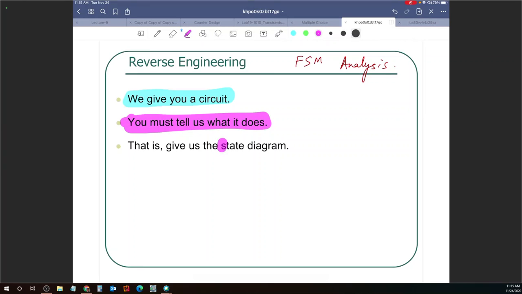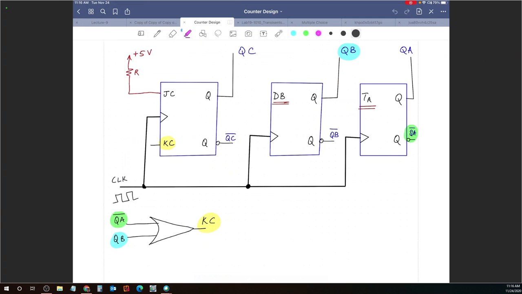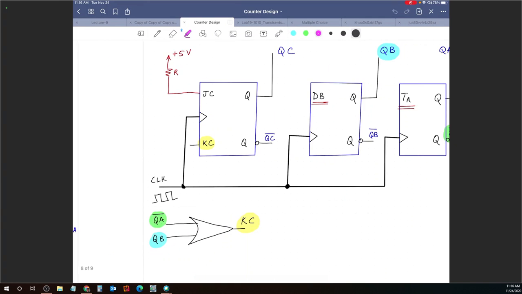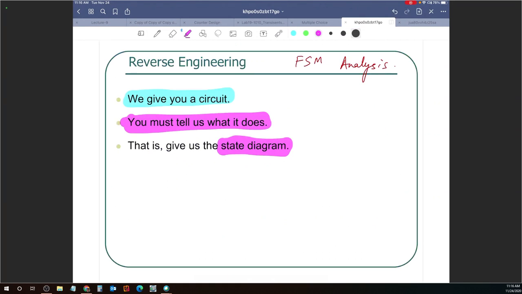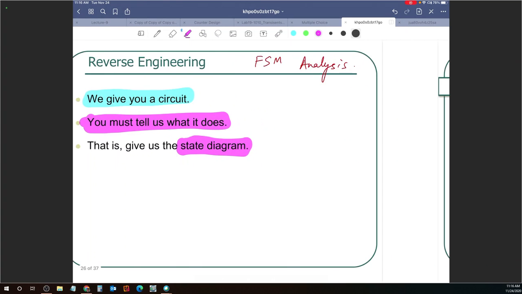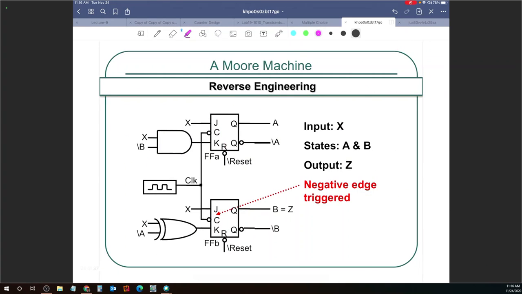That means you are essentially supposed to draw the state diagram given the circuit, right? So something like, if I go back to our counters design, given this, you're supposed to sketch that, right? So it's the opposite way. So let's try to see how we do reverse engineering, or finite state machine analysis. And for this, we will consider a Moore machine first.